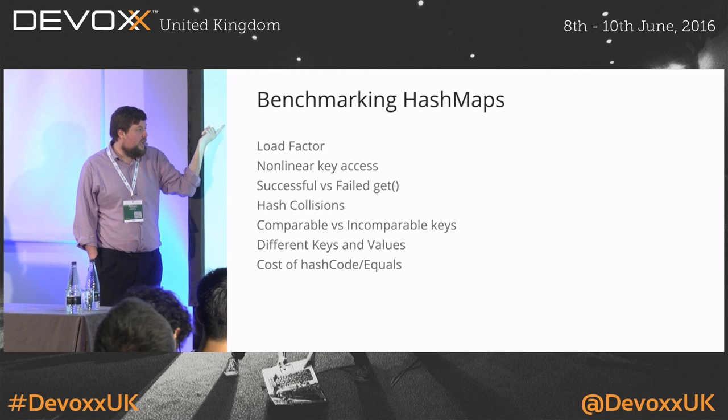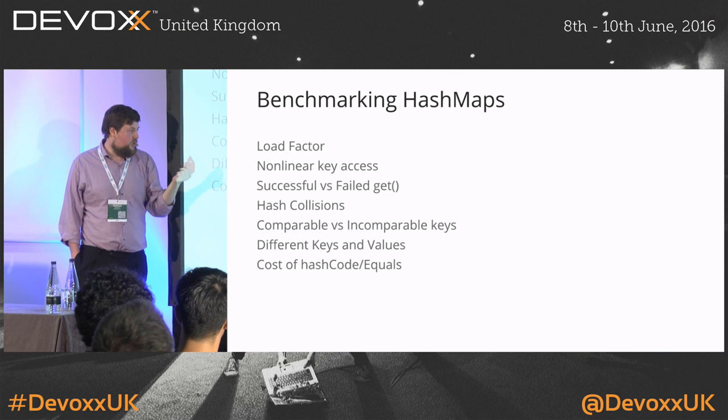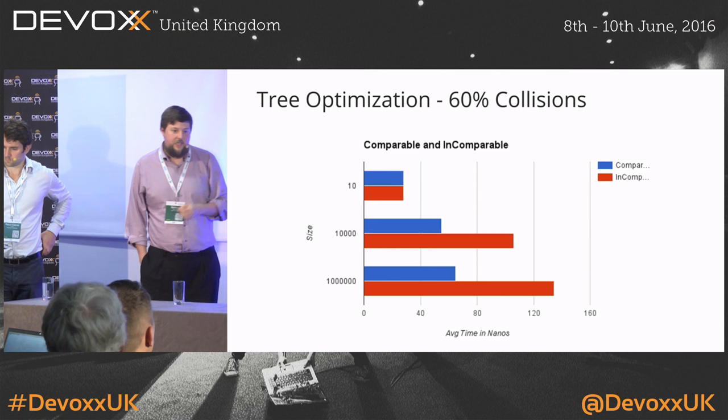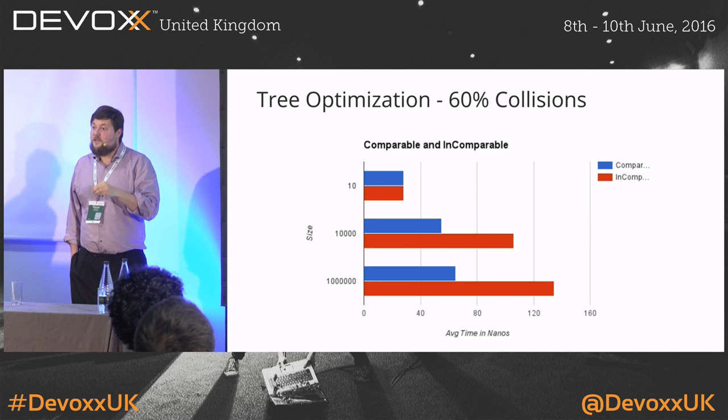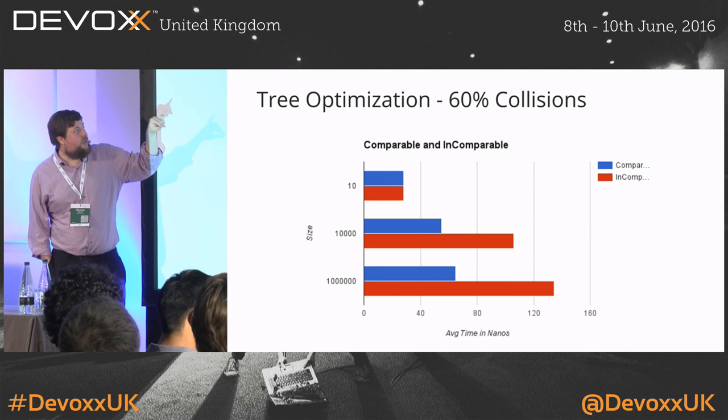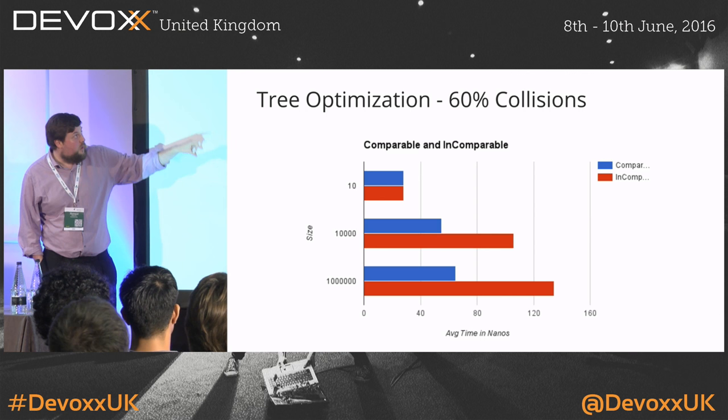What about if your keys are comparable or incomparable? Makes a big difference for the Java util HashMap, and lots of other things. But I'll just go through a couple of the more interesting findings I had. So firstly, I investigated, does this comparable optimization work effectively? And I did that by checking the difference between keys being comparable or incomparable. And so this is a benchmark that has a very high collision rate and has various different sizes.